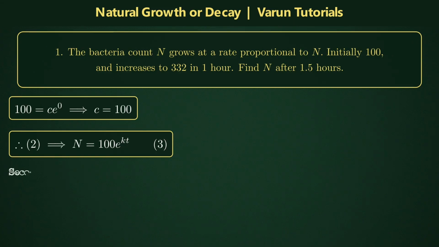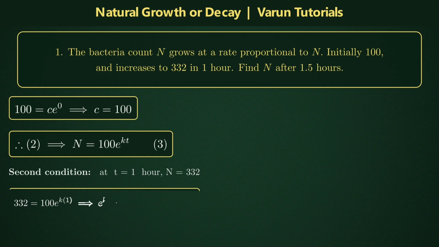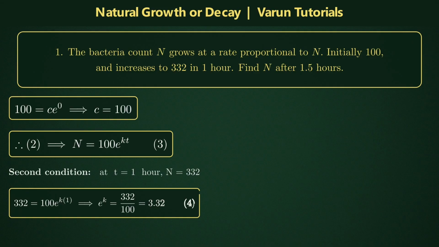We are also given that after t equals 1 hour, the number of bacteria n increases to 332. Substituting t equals 1 and n equals 332 into equation 3, we get 332 equals 100 times e to the power of k. This simplifies to e to the power of k equals 3.32. We label this as equation 4.